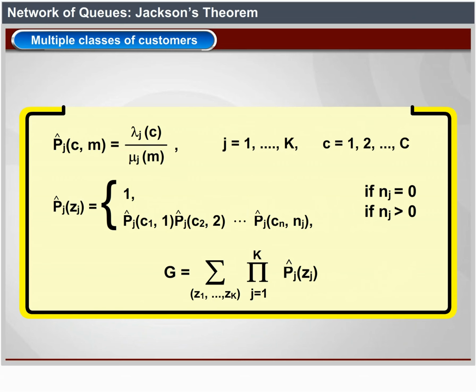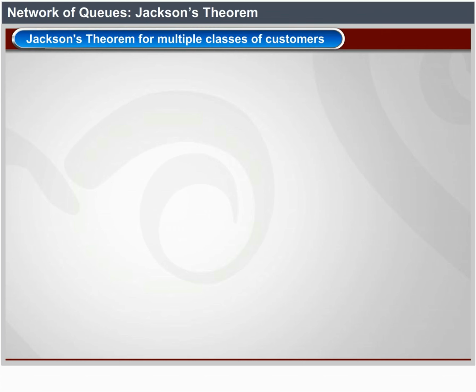N_j of C1, 1 into P_j of C2, 2 to P_j of C_nj, if N_j greater than 0. G is equal to sigma Z1 to Zk, pi j is equal to 1 to k, P_j of Z_j. Jackson's theorem for multiple classes of customers.